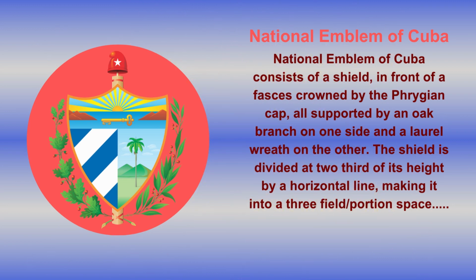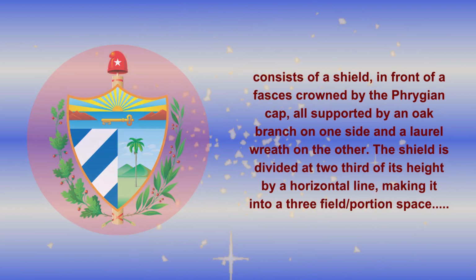There is a key with its ward down, and in the background there is a rising sun with its rays extending outwards over the landscape. In the lower field to the left, there are 5 tilted bands of equal width in the colors white and blue. In the lower field to the right, there is a landscape featuring a valley with a royal palm tree in its center, 2 mountains, and clear skies in the background.